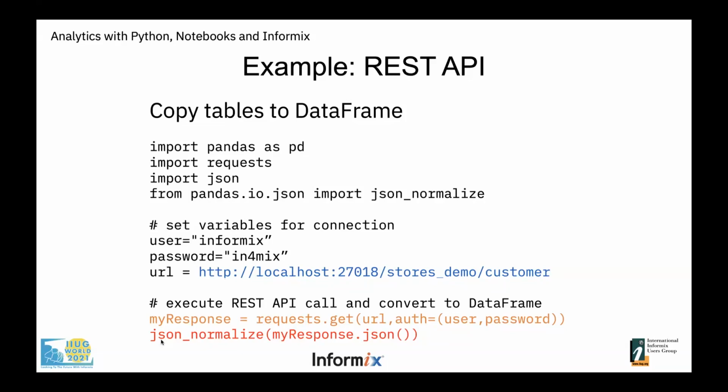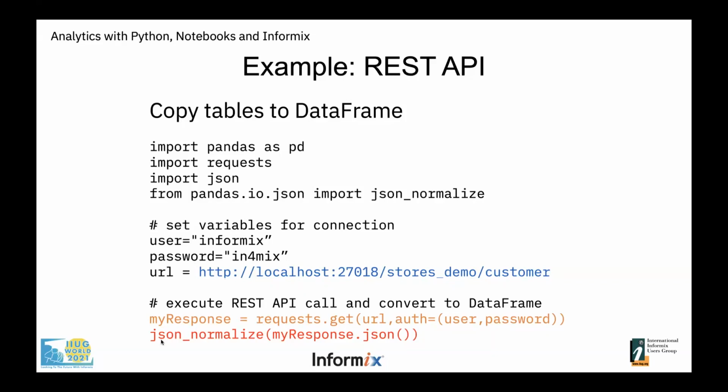First, we have two variables which we set to user and password. And we have also a variable URL in this example, which we set to the endpoint. And the endpoint is the port and the database on the server where the Informix database is running. And then after the database, we specify the table which we want to load into the data frame.